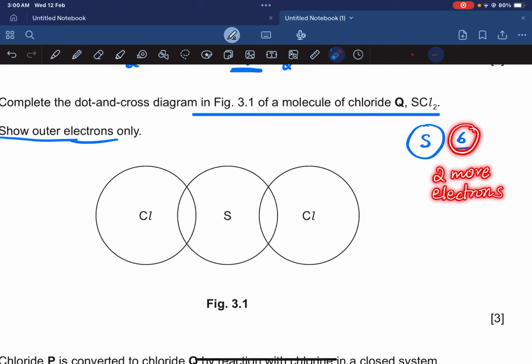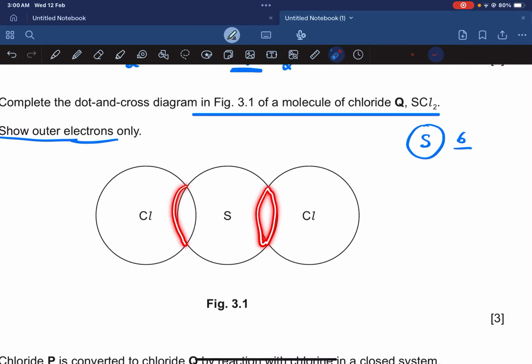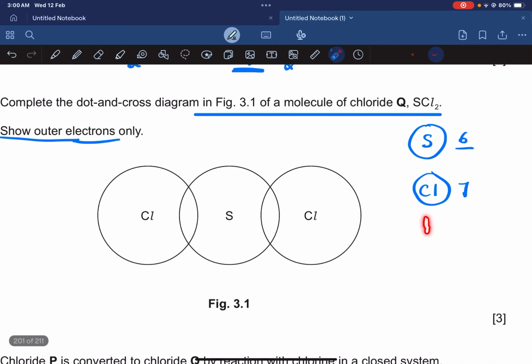Sulfur only needs 2 more electrons, so it is going to make 2 covalent bonds, one over here and one over here. Now next thing is that chlorine is in group 7, which means that chlorine only needs 1 more electron, so it is only going to make 1 covalent bond. So now let's make covalent bonds. For one chlorine, 1 over here, and for the other chlorine, 1 over here.